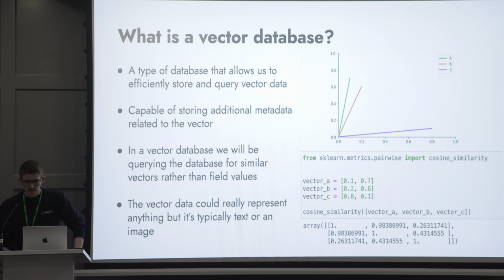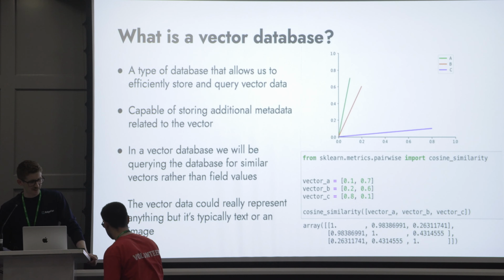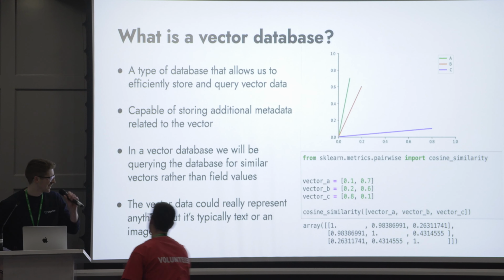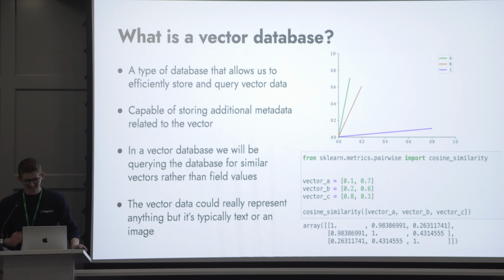So you can see in my simple example here on the right, we have three vectors. I'll jump back here. And we have three vectors, vector A being the green, vector B being the red, and vector C being the blue.